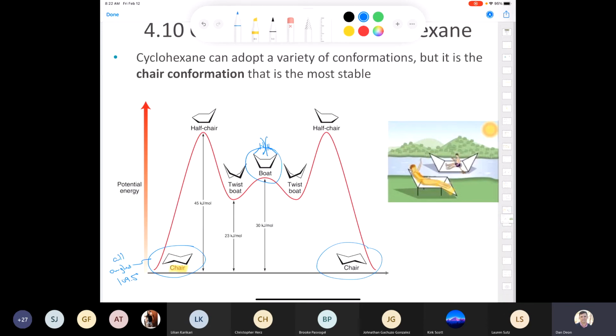Now you might be wondering, what the heck is all this other stuff, Mr. Dion? A half chair, a twist boat, another twist boat, another half chair. Okay, I'm not really going to ask you about a half chair or a twist boat. The reason that Dr. Klein put this figure in our class's textbook, even though it's an introductory course, is for you to understand how you go from a chair to a boat.